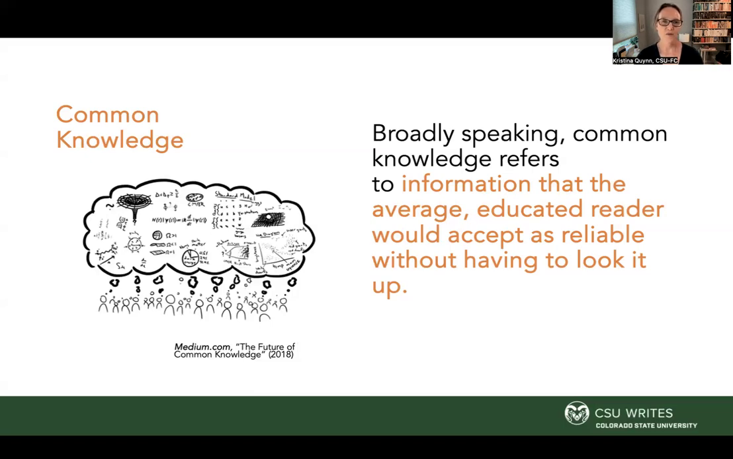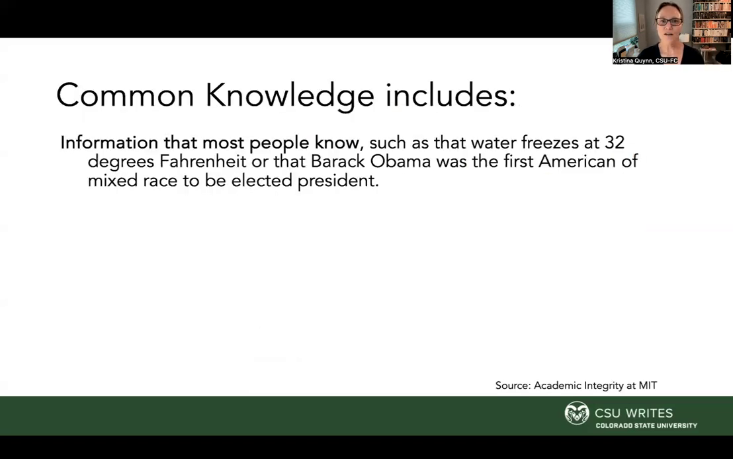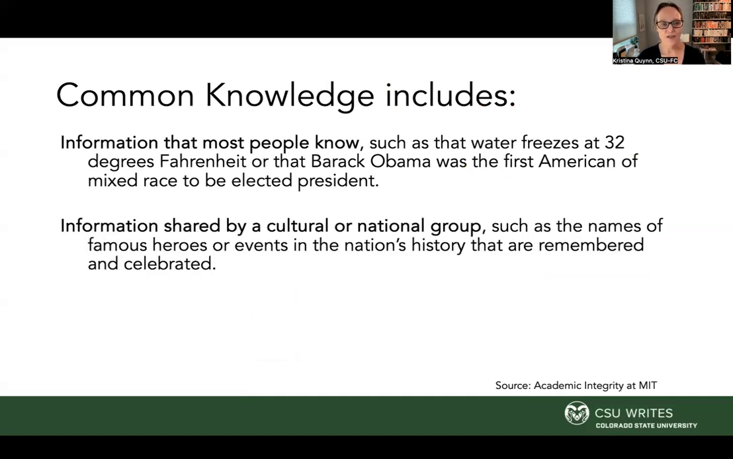In the early stages, it can be really hard to figure out what do you write about and what do you keep on your own, right? Or what do you have to explain? So common knowledge includes information that most people would know, like 32 degrees Fahrenheit is when water freezes, or that Barack Obama was the first African-American mixed race president.